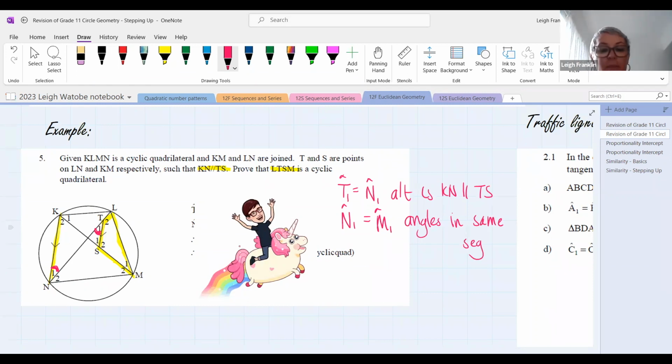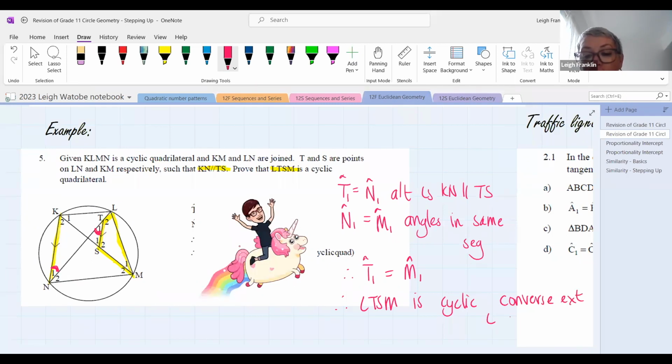So what that means is that T1 equals N1 and N1 equals M1, then it means that T1 has to be equal to M1. That's the deduction that we make. And now we can conclude that LTSM is cyclic. And our reason: converse exterior angle of a cyclic quad.